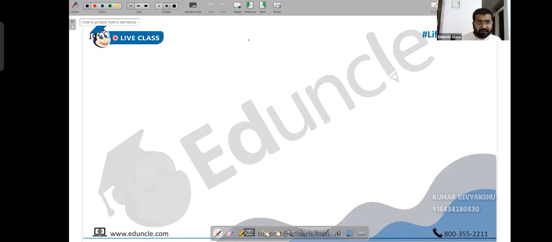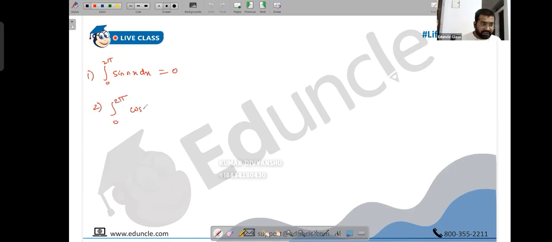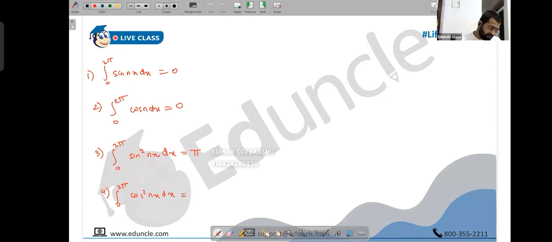First of all, integration of 0 to 2 pi of sin nx dx. That's always 0. Formula number 1. Number 2, 0 to 2 pi of cos nx dx. That's also always 0. Number 3, 0 to 2 pi of sin square nx dx. That's always pi. Okay. Number 4, 0 to 2 pi of cos square nx dx. That's always pi.